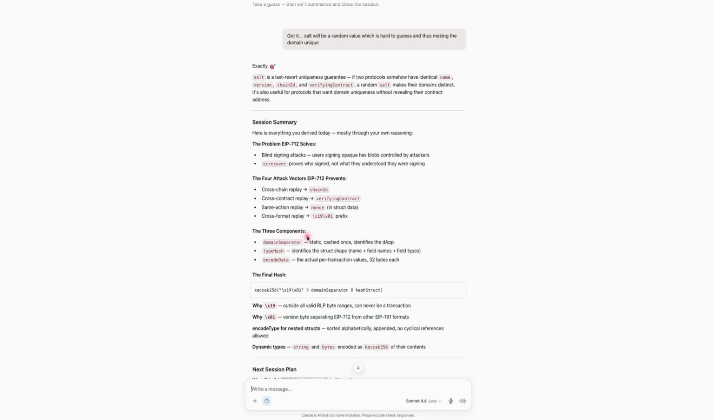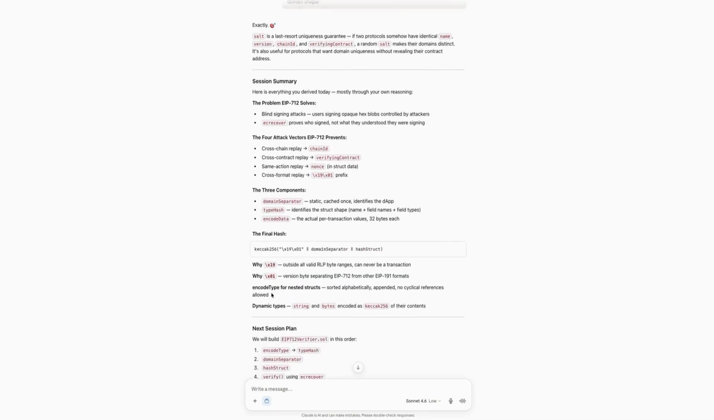The 3 components of EIP-712 include the domain separator. It is static, cached once, and identifies the DApp. It is stored inside a state variable. TypeHash identifies the struct shape: name plus field names plus field types. Encode data, the actual per-transaction values, 32 bytes each. The final hash is keccak256 of the prefix concatenated with the domain separator, concatenated with the hashStruct.